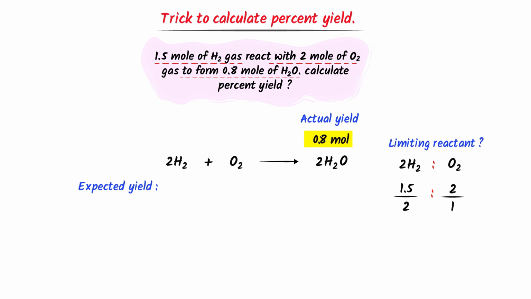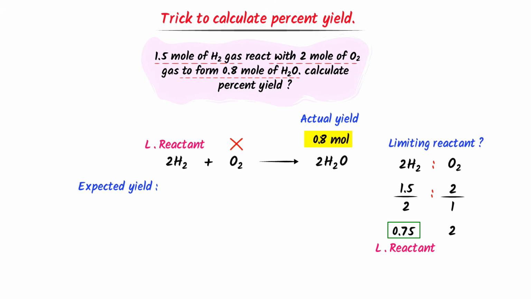After calculation, I get 0.75 and 2. Now the smallest number is 0.75, so hydrogen gas is the limiting reactant. Thus I write here limiting reactant and I cross the other reactant.